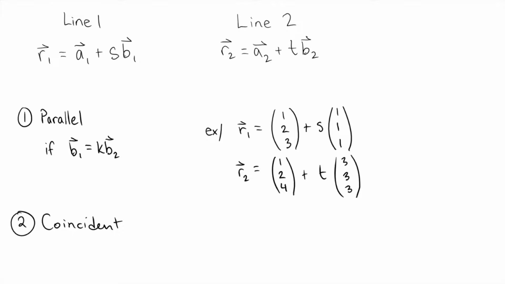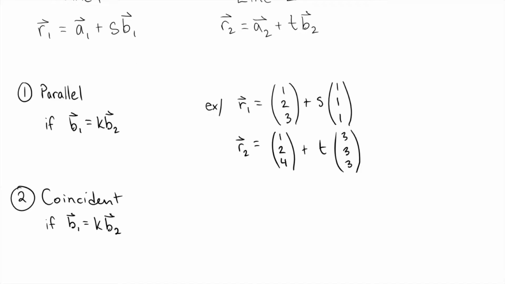Another way that these lines could be interacting is they could be coincident lines. Coincident lines are actually the same line. So coincident means they're coinciding, they're overlapping. What we're essentially looking at is 2 equations for the same line. And if you recall, last time we talked about how you can have infinitely many equations for lines in 3 dimensions, so this could actually be quite common.